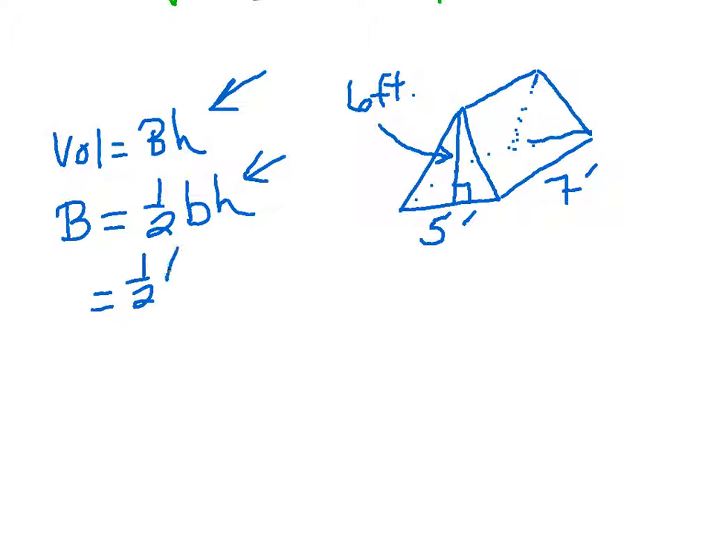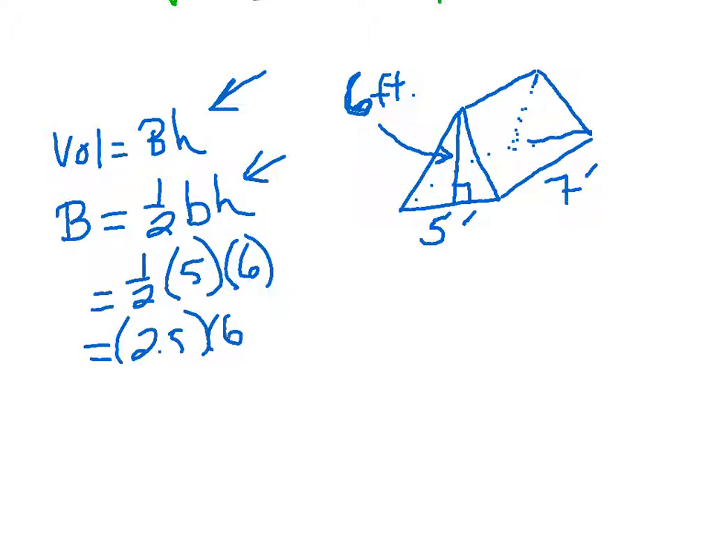So the base of our triangle is 5. The height of our triangle is 6. Kind of looks like it says left, doesn't it? But that's 6 feet. 1/2 times 5 is 2.5. 2.5 times 6 is going to give us 15 feet squared.